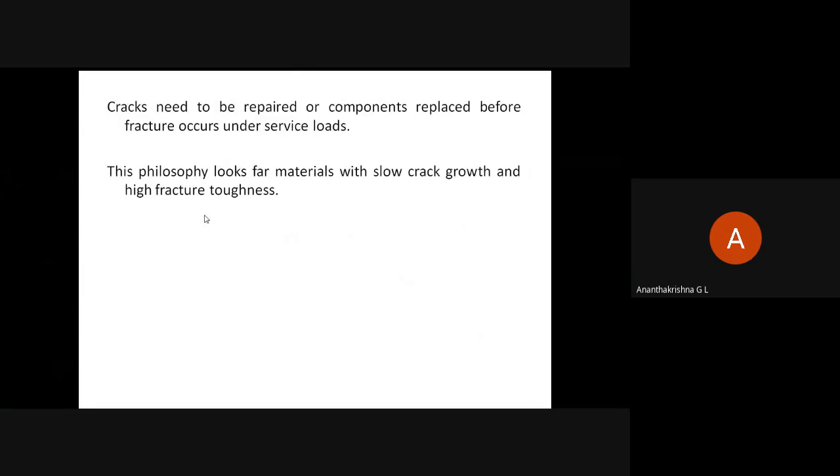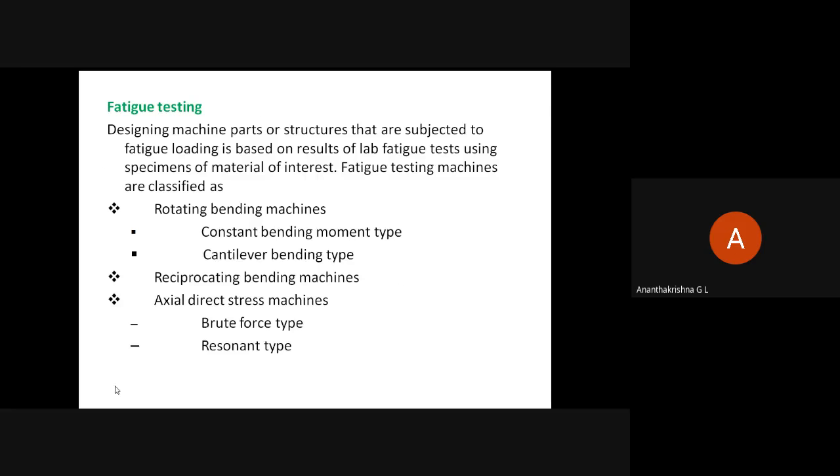Yeah. Note down this also. Cracks need to be repaired or components replaced.